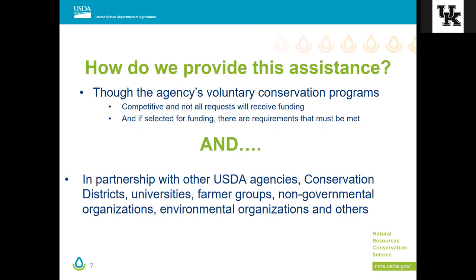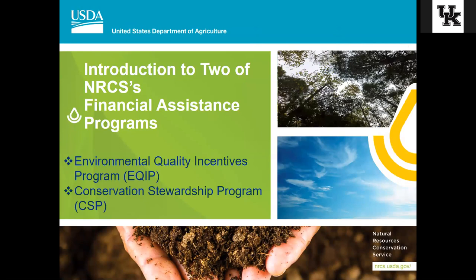And of course, we can't do it alone. Already heard from some of our closest partners today, the Kentucky Division of Forestry, Kentucky Department of Fish and Wildlife, University of Kentucky. We have so many partners that work with us and alongside us that we just can't do our job without them. So we really appreciate them. I mentioned that we have about a dozen programs here in Kentucky. The two that I'm going to highlight tonight are two of our most popular, the Environmental Quality Incentives Program and the Conservation Stewardship Program.